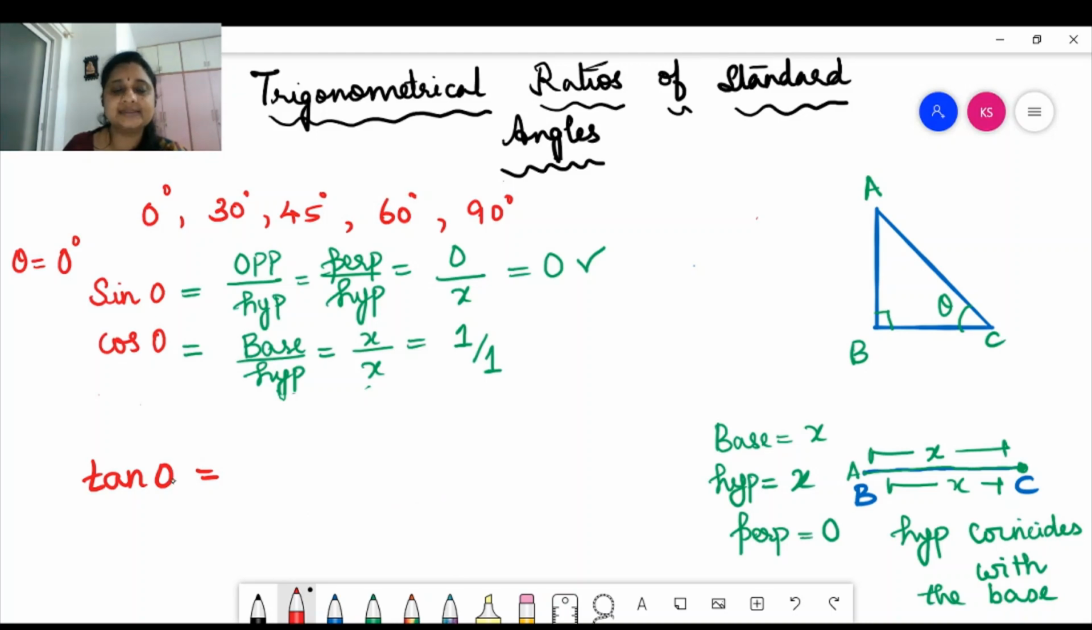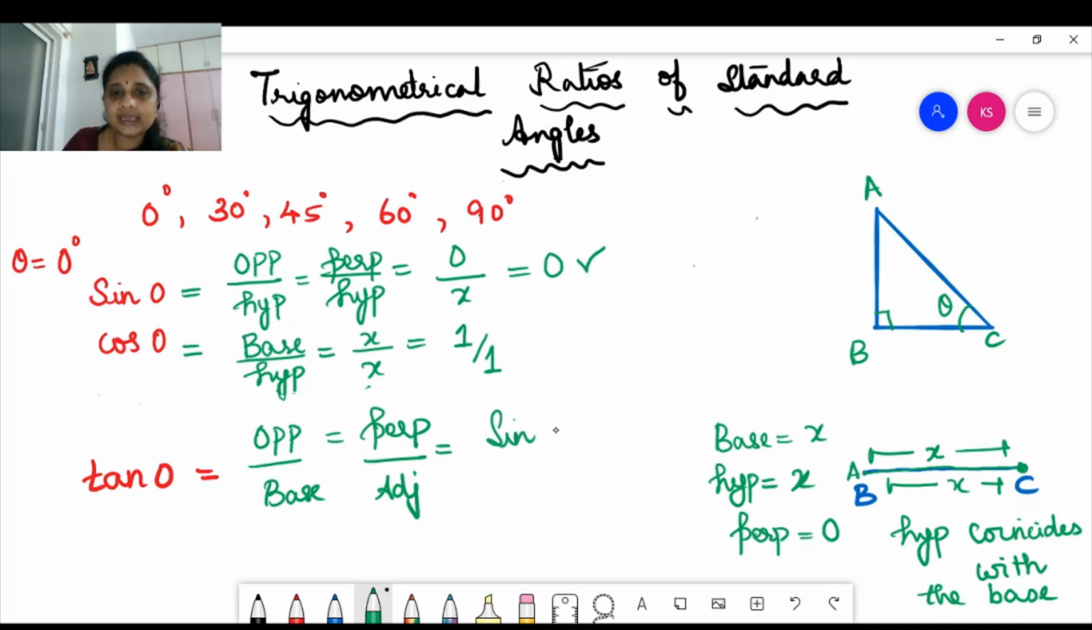So the next is tan 0. So what is tan 0 basically? Tan 0 is nothing but the opposite side or the perpendicular by the base or the adjacent side. Or you can also take the ratio between the sine 0 and the cos 0, since it's the quotient ratio. So this is nothing but 0 divided by 1. What is 0 by 1? 0 by anything is going to give you a 0.